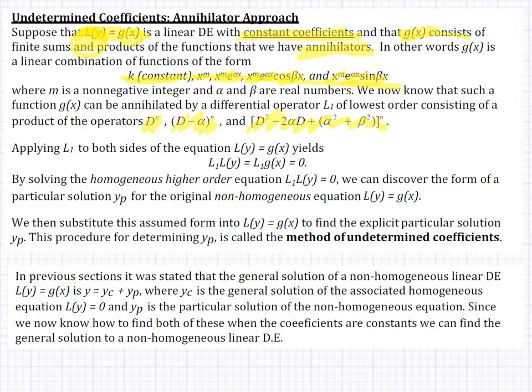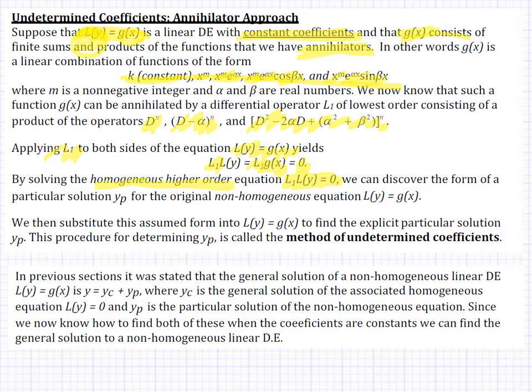All right, so the idea basically goes like this. If L1 will annihilate g of x, then what we're going to do is take the original differential equation, and apply that annihilator to both sides of that equation, thus making the right side 0. And so what we have is this now homogeneous differential equation that we can work with. It's a higher order equation than the original because of the L1, but it is homogeneous now.